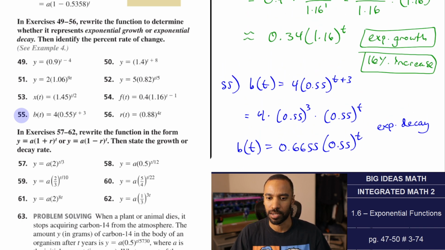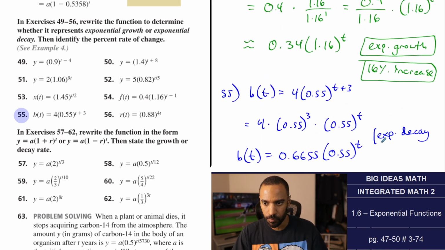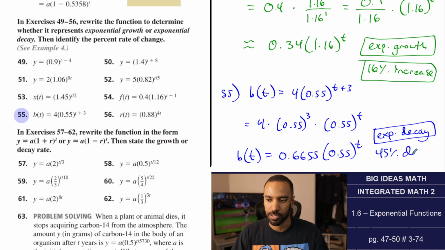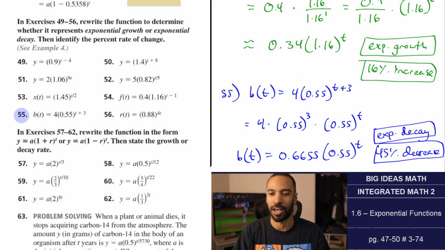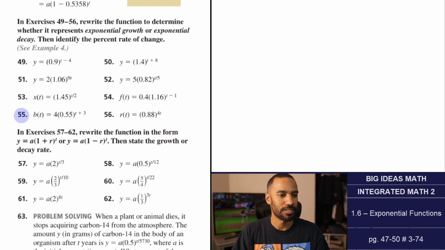And 55% is a 45% decrease. I have handwritten typos during these. It's been a lot of writing. Okay, let's go to 56.